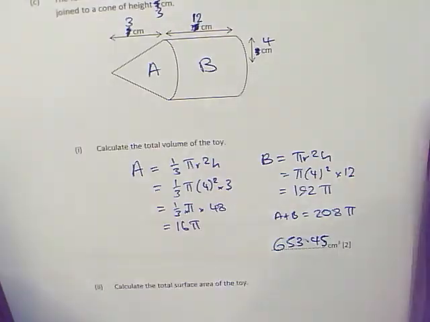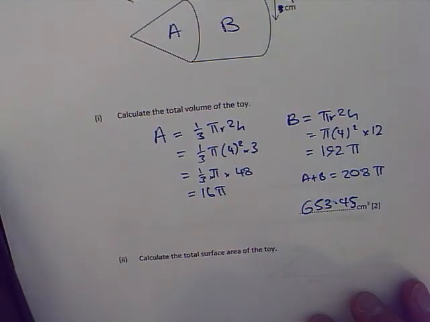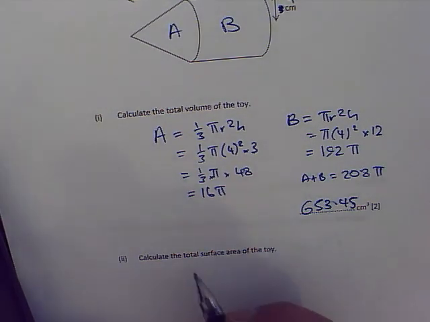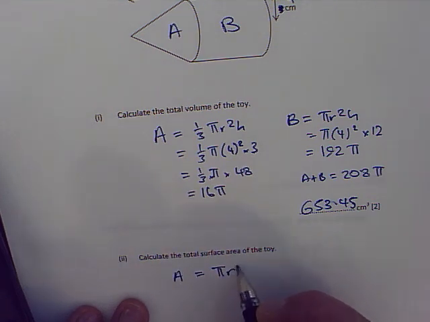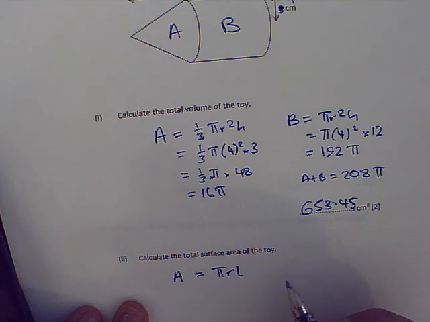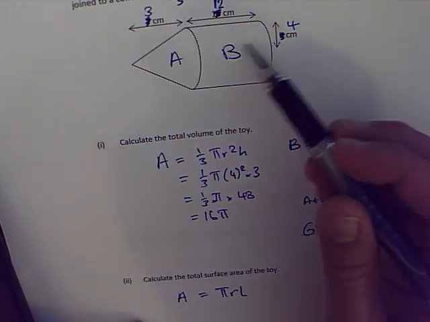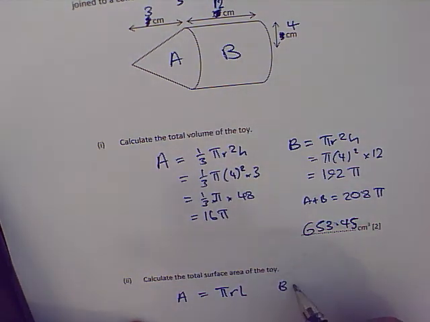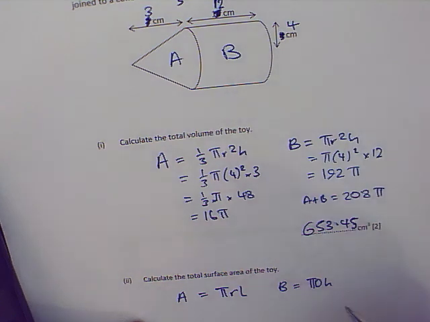Right, total surface area. Slightly more tricky. The curved surface area of a cone is pi r L. And the curved surface area of a cylinder is pi d times the height. And then the base is just a circle, so pi r squared. I hope that makes sense.